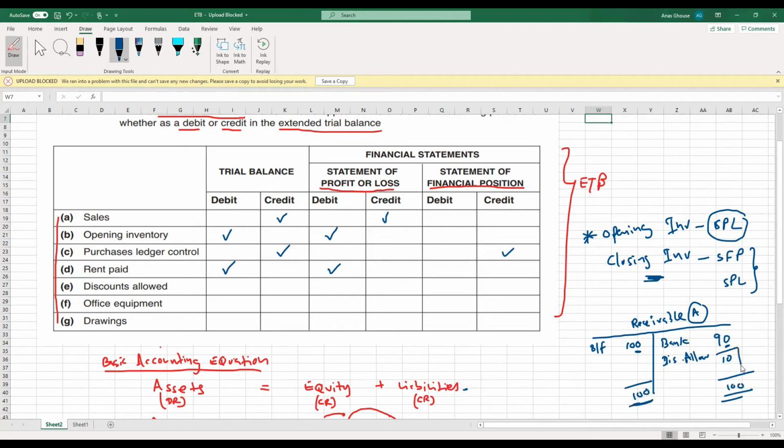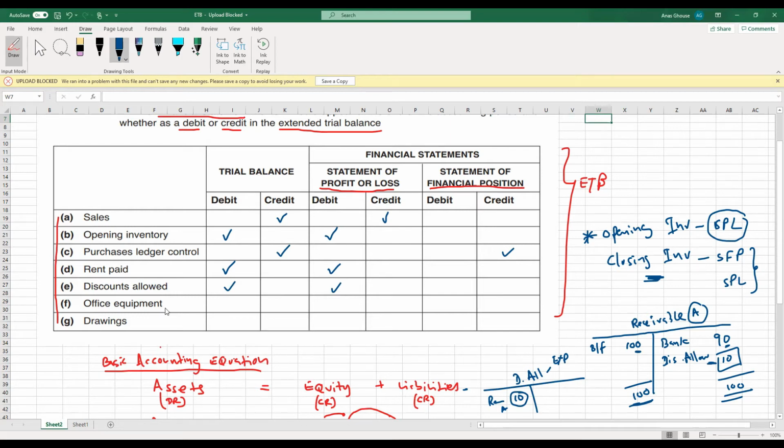So this discount allowed is a loss to the company. So therefore, what you do is you debit the discount allowed account 10, and the receivable from A account will be credited. Okay, so therefore it's a debit balance, it's a loss, or we can treat it as an expense. It should be on the debit side of the trial balance. And since it's an expense, it should go to the statement of profit or loss account.